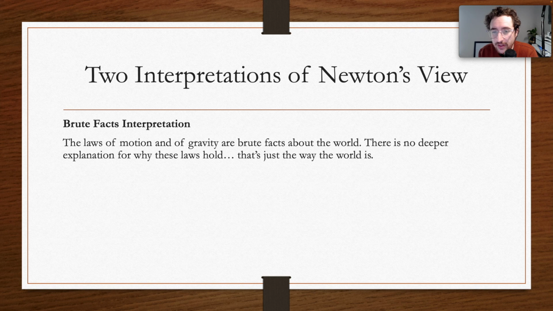We can't observe any inner nature of gravity or of motion to explain why motion obeys these three laws or why gravity obeys its inverse square law. This is just the way the world is, and there's nothing else to say. There are just brute facts, certain ways the world works. We can discover the way the world works, but then that's just the way it is. That's where it ends.